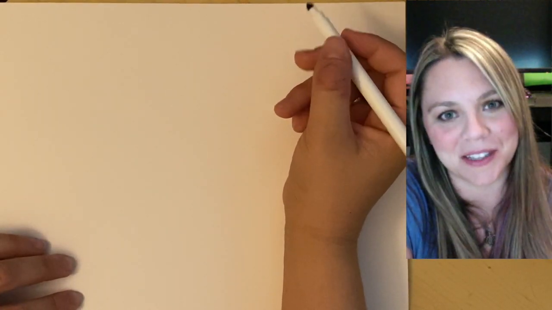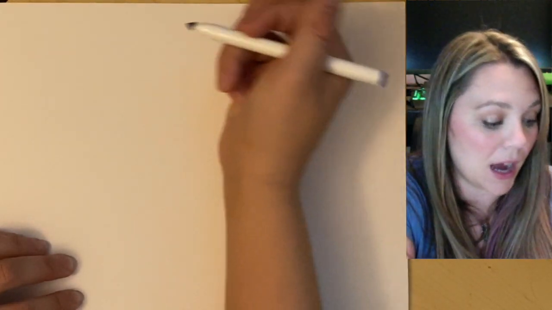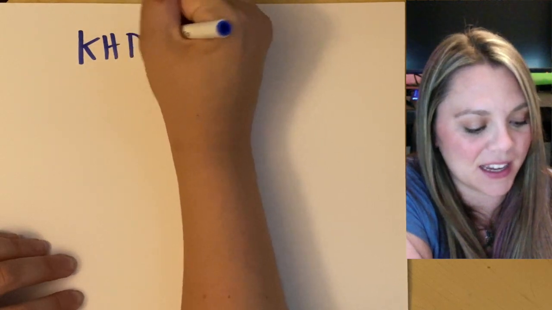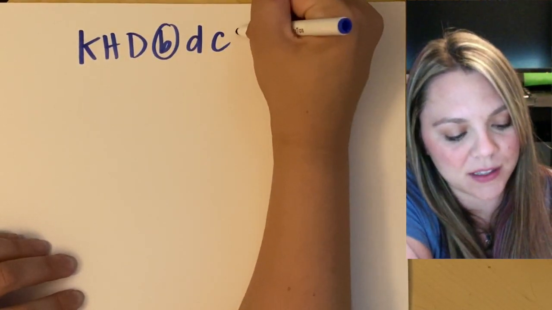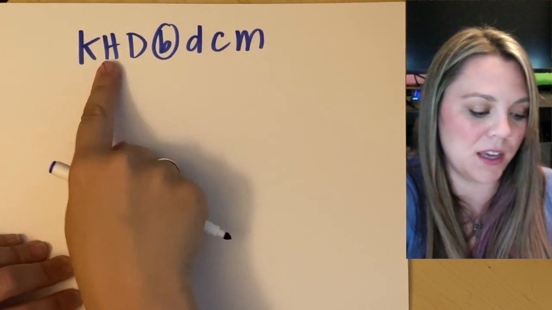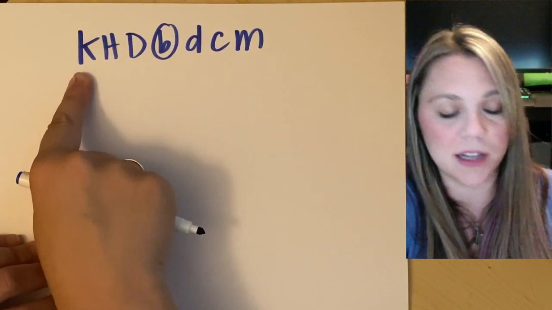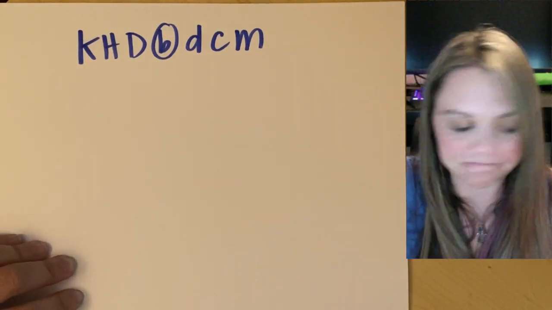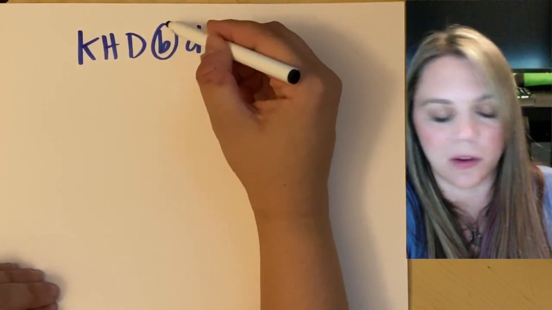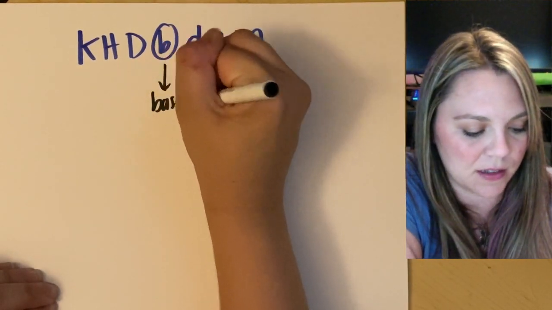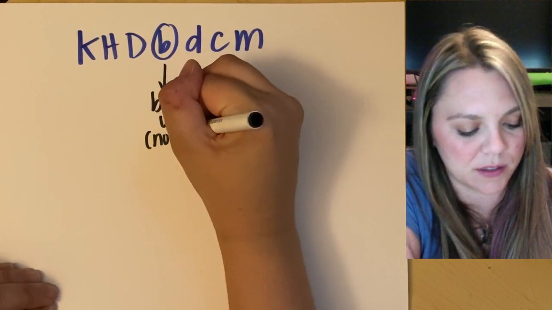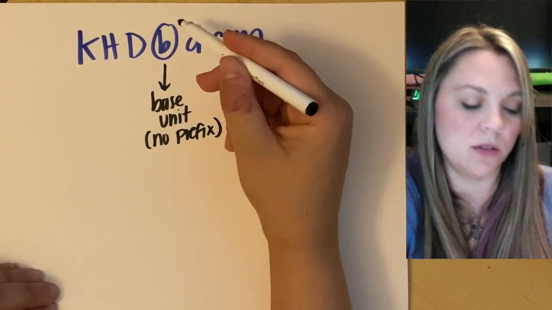So the way that I was taught to learn the metric system is an acronym, a moniker, whatever, a little trick to help you remember. And I still remember many, many years later. So hopefully this will also help you. I learned it by King Henry died by drinking chocolate milk. Each one of these letters represents a prefix, except for the B that you circle. I like to circle it just so I remember. This is my base unit, which means no prefix.